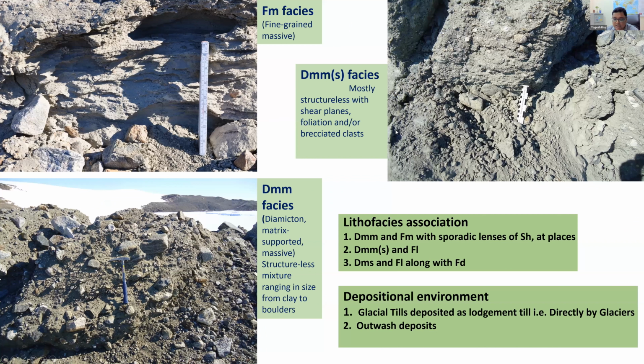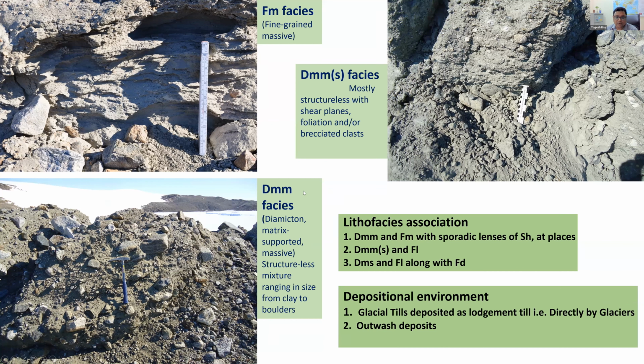And if you see the lithofacies association, then the massive diamictons are with the fine sands, and then we have DMS and FI along with FD. So basically, these are glacial till deposits, which are deposited as lodgement till, and also have outwash deposits.